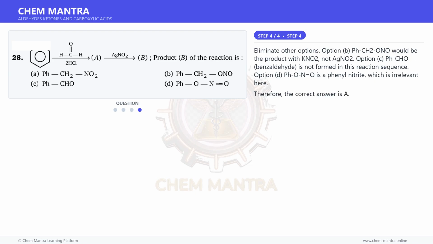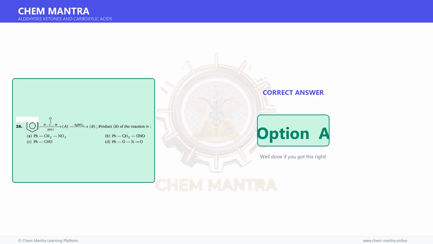And for the final step, eliminate other options. Option B, PhCH2ONO, would be the product with KNO2, not AgNO2. Option C, PhCHO, benzaldehyde, is not formed in this reaction sequence. Option D, PhON=O, is a phenyl nitrite, which is irrelevant here. Therefore, the correct answer is option A.